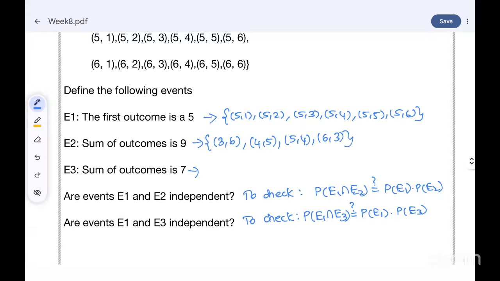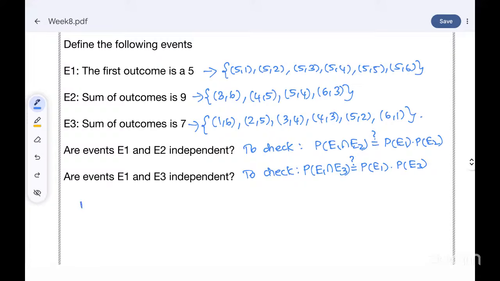What about 7? What are the outcomes for E3? 1-6, 2-5, 3-4, 4-3, 5-2, and 6-1. Now, what are the entries in E1 intersection E2? 5-4. Only 5-4.